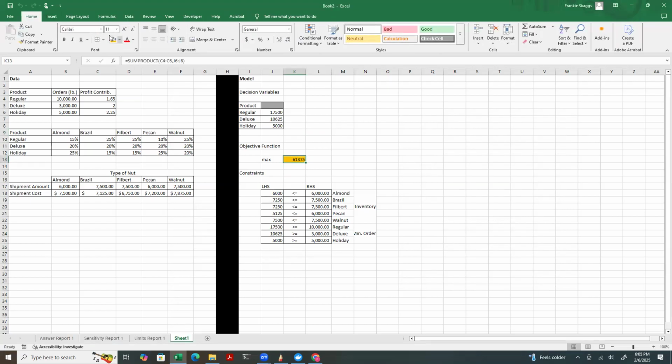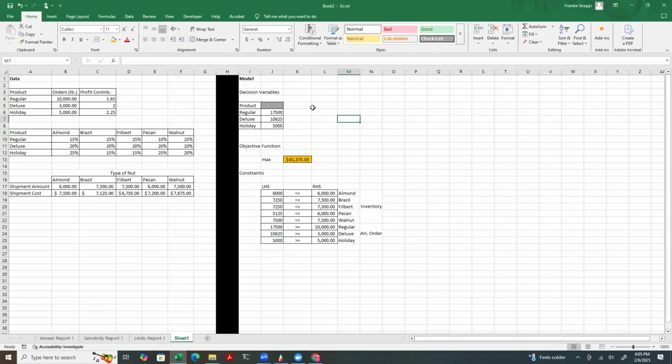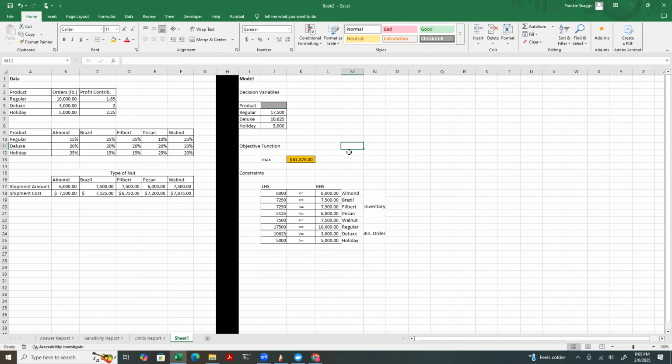So I can do some formatting. Say, okay, that's actually interpreted as dollar amounts. They put a comma in here. The maximum profit contribution looks to be about $61,375. Here is the distribution of the regular, deluxe, and holiday production load, so to speak. We're going to make 17,500 pounds of regular, 10,625 for the deluxe, and 5,000 for the holiday.